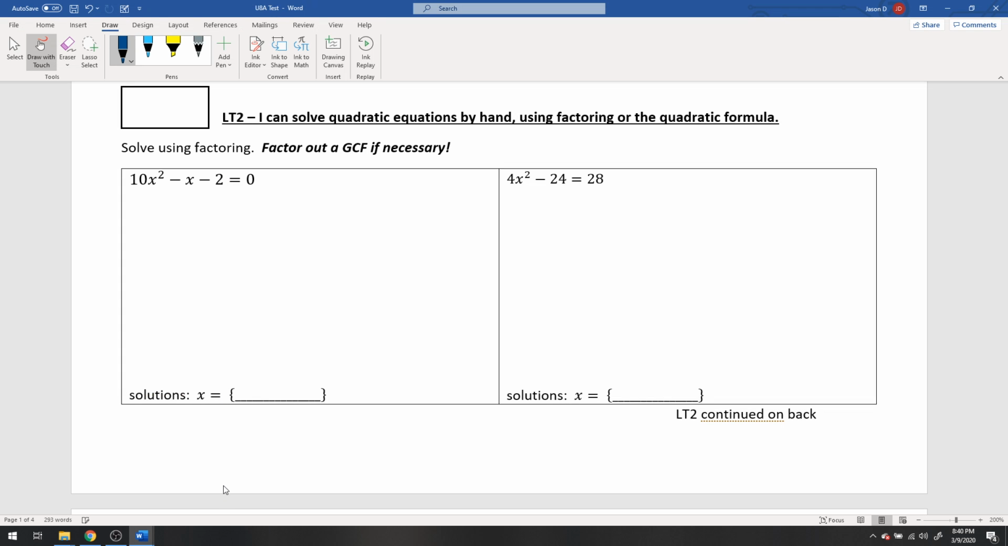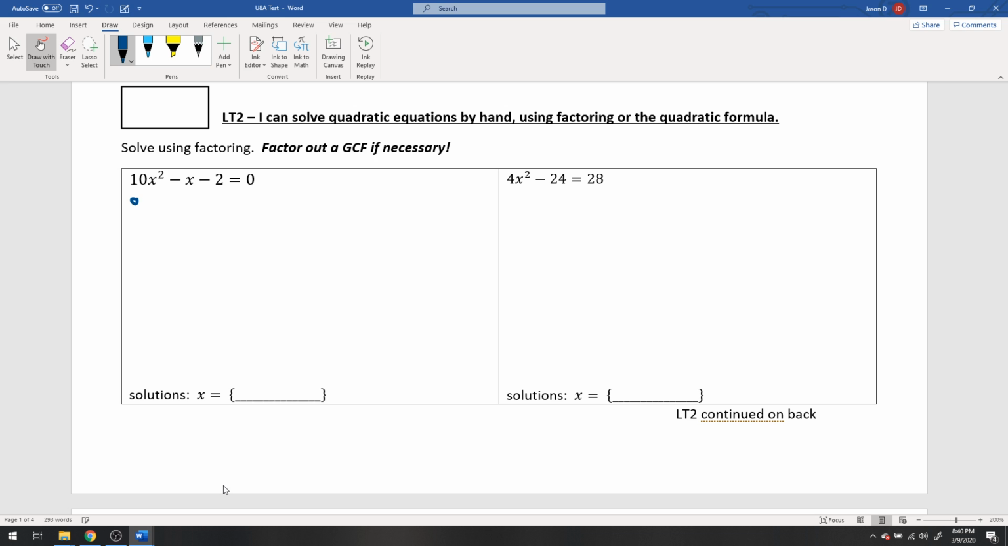The second target has us solving quadratic equations, which means finding out x's mystery value. And we're going to do these two problems in different ways. The left-hand problem we'll do with factoring, and the right-hand problem we'll do with the quadratic formula, because it turns out it won't be factorable.